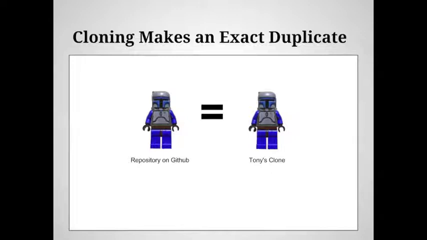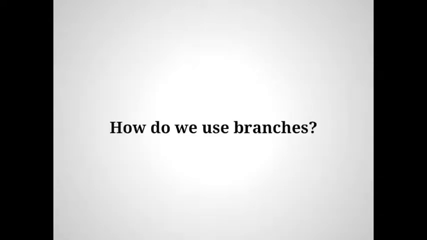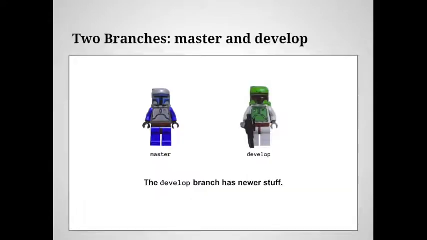Once I have that, this is where we begin to use branches. All of our repositories have the default master branch, and then Boba Fett on the right in green is our develop branch. The develop branch always has newer stuff. That's where we can test things. Things can be a little broken or maybe not work quite as well as they need to, and we try to keep that isolated in our develop branch.